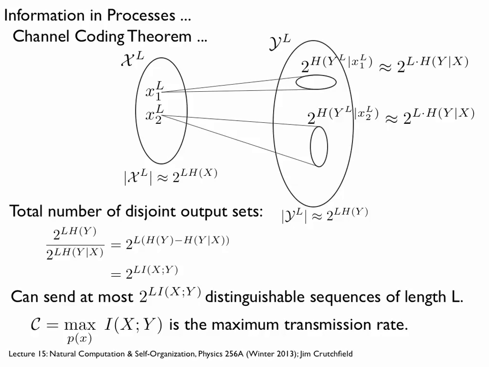So that's my ridiculously short summary of a beautiful and important theorem in information theory, Shannon's second theorem, that you can actually do this in an error-free, reliable way.